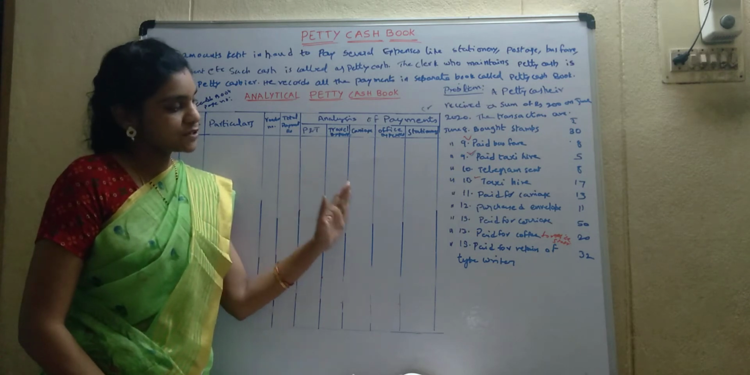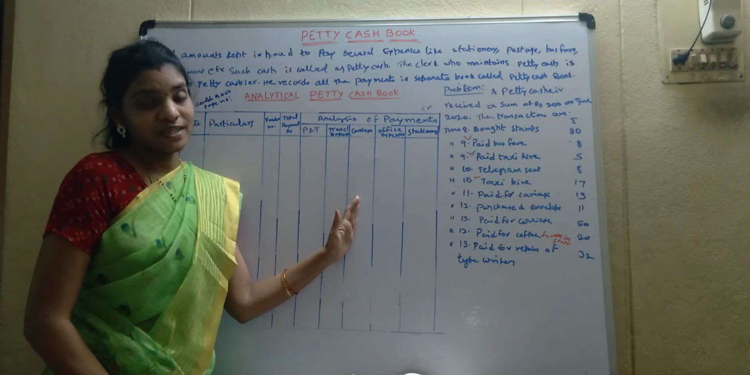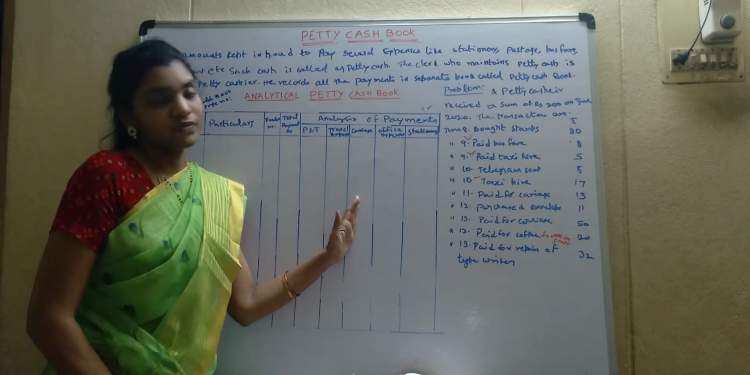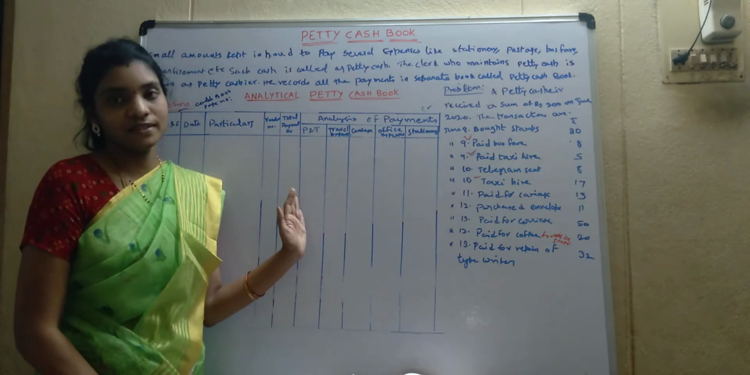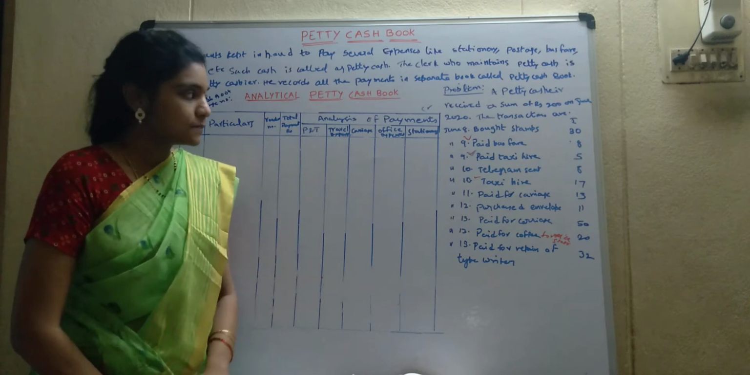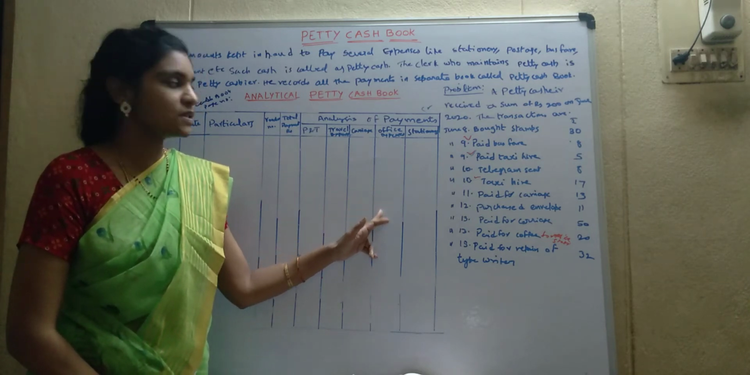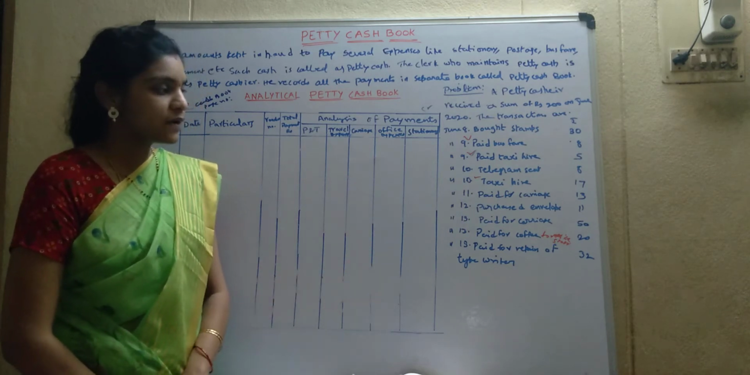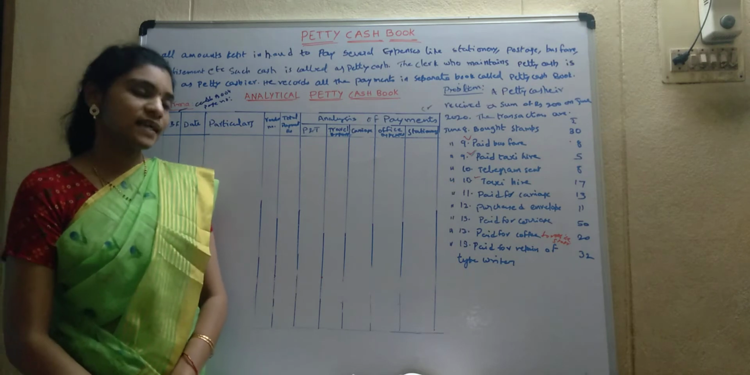Paid for coffee for office staff. As it is for office staff, we consider it. If it is for personal use, we need not consider it. We have to observe that. Coffee for office staff comes in office expenses. And paid for repairs of typewriter also comes under office expenses.